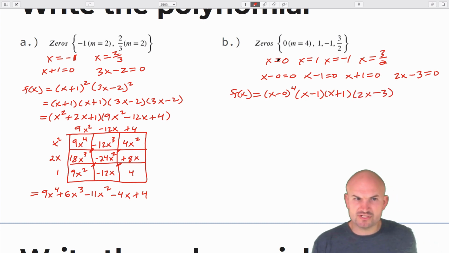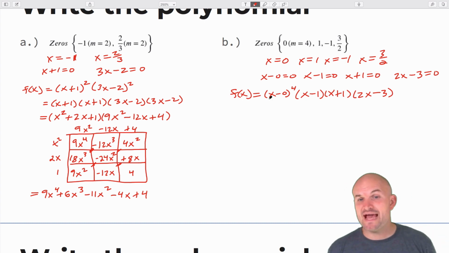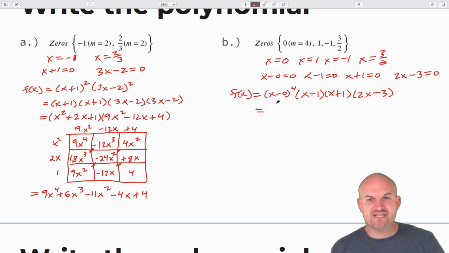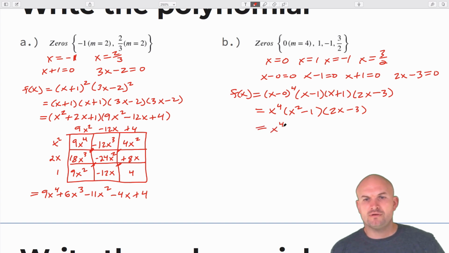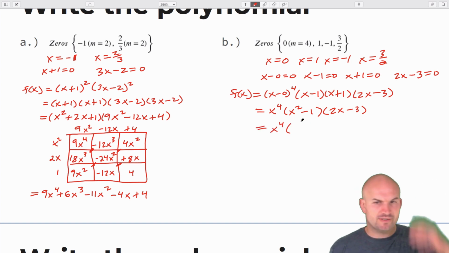So even though this one looks a little bit more complicated, it's actually not going to be as bad because, one, x minus 0 to the 4th power can just be written as x to the 4th. X minus 1 times x plus 1, hopefully you recognize, is a difference of two squares. And then I just need to multiply this by 2x minus 3. So I'm going to multiply these two binomials first.